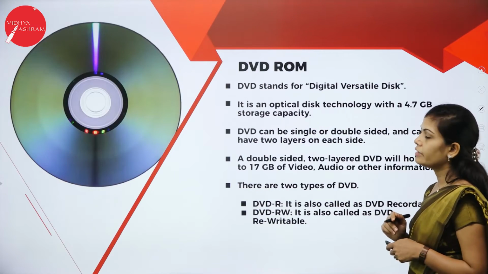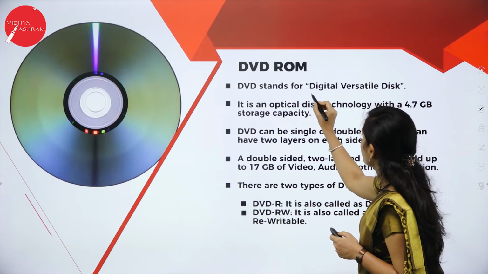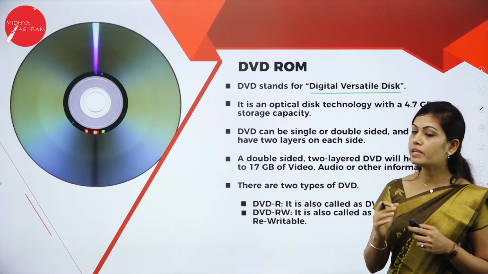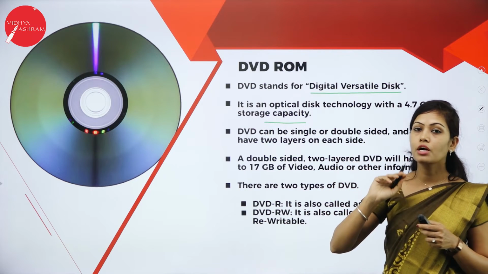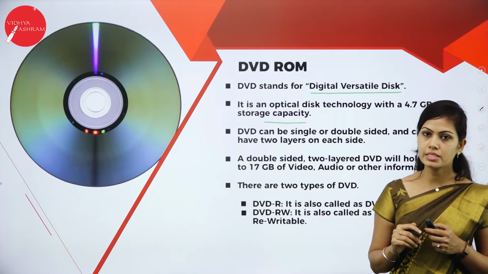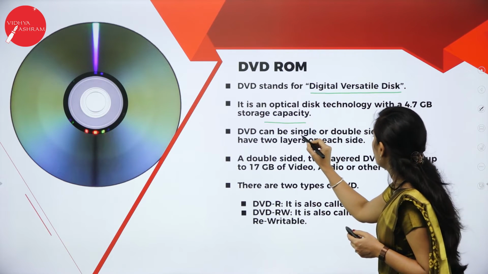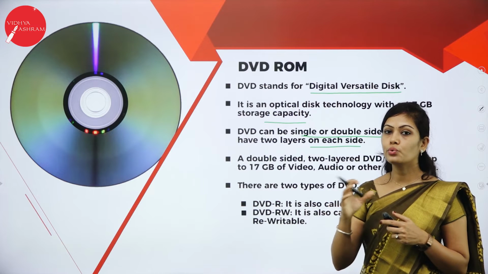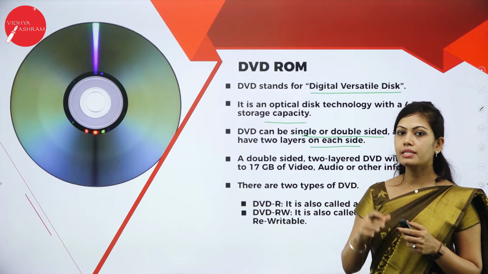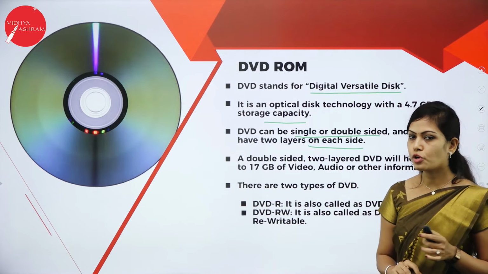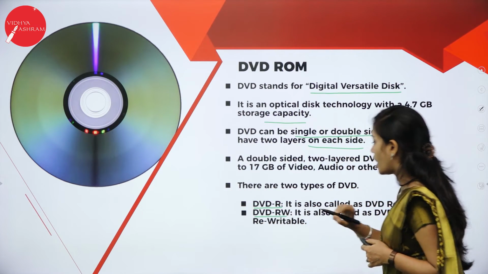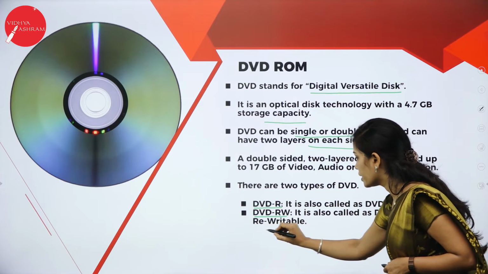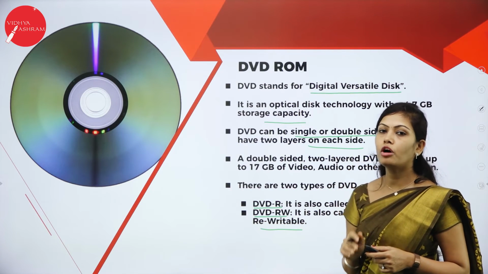Next is DVD-ROM. What is DVD-ROM? DVD stands for digital versatile disk. DVD is an optical disk with 4.7 GB of storage capacity. DVD can be single or double sided, and it can have two layers on each side. There are two types of DVD, that is DVD-R and DVD-RW, DVD recordable and DVD rewritable. This is one of the types of optical disc.